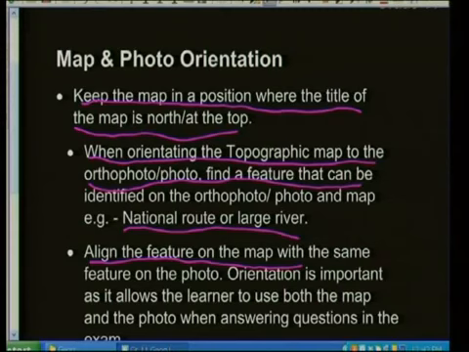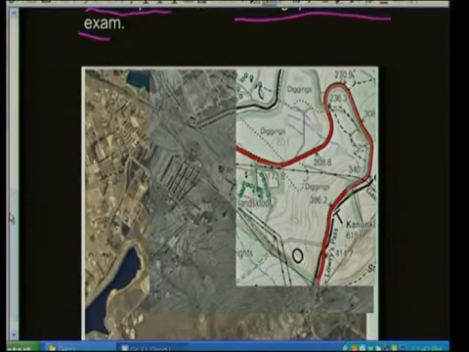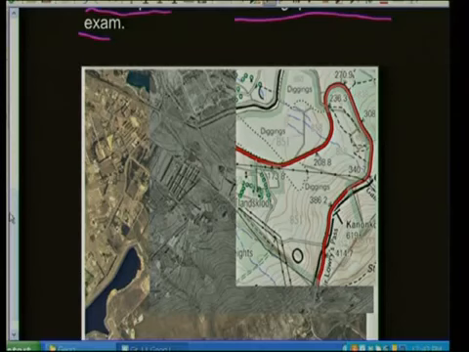Orientation is important as it allows the learner to use both the map and the photo when answering questions. This, to me, is very, very relevant. It gives you a lot of clues. Let's look at this. What we have done here is I've taken the road, the exact road, which is very big on the map, and I've aligned it with the road on the photograph. So I know exactly where my photograph is on the map.